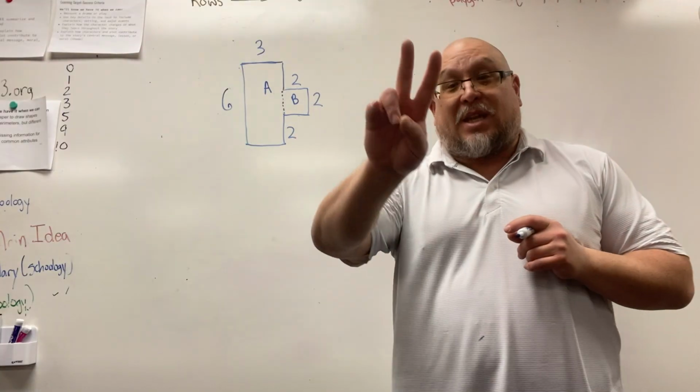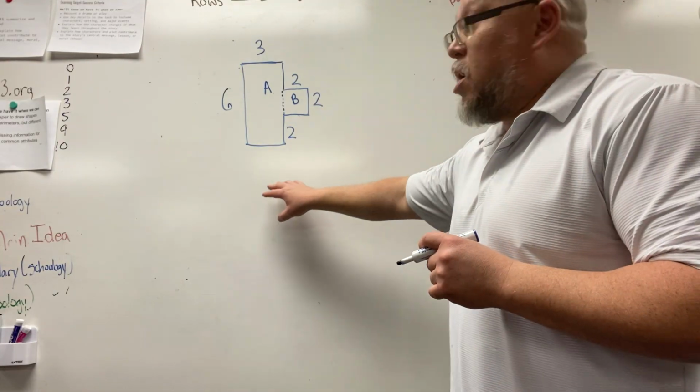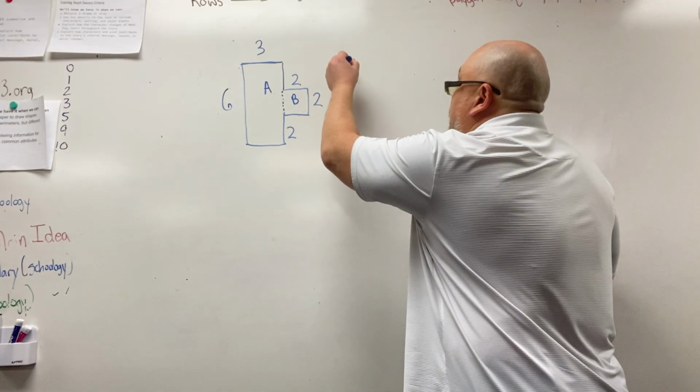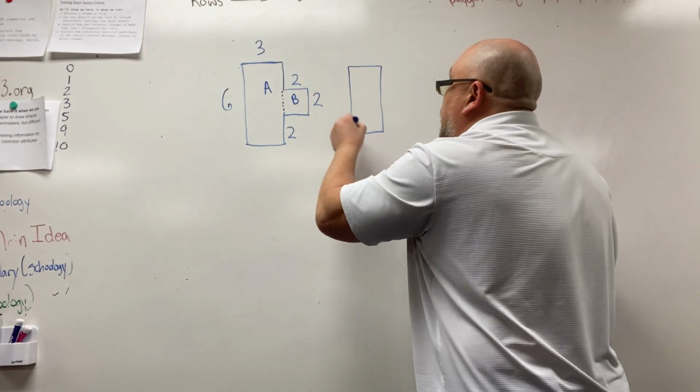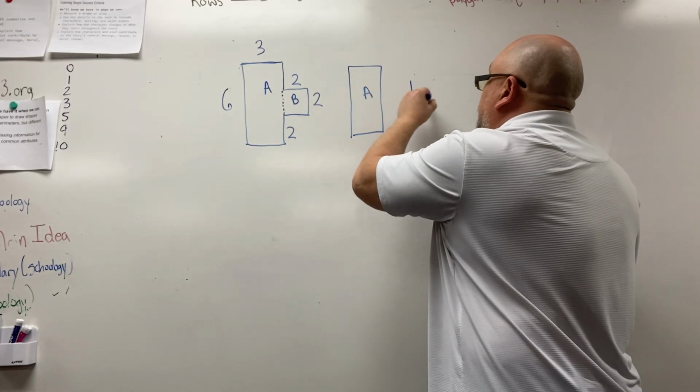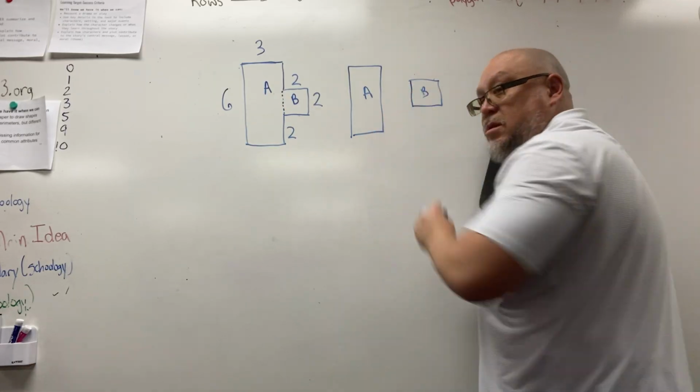Now the second step is to redraw these shapes that I broke apart. So I'll take shape A, and I'll draw it over here. That's shape A. And I'll take shape B, and I'll draw that over here.